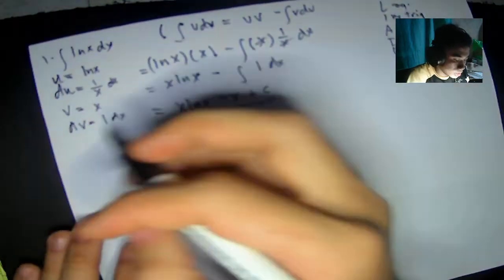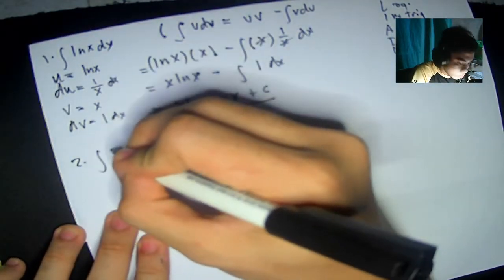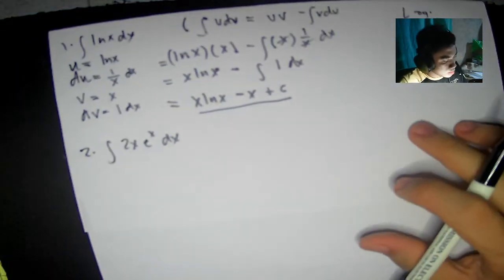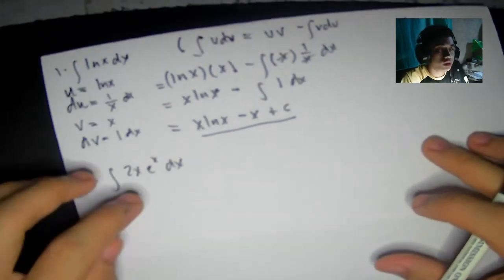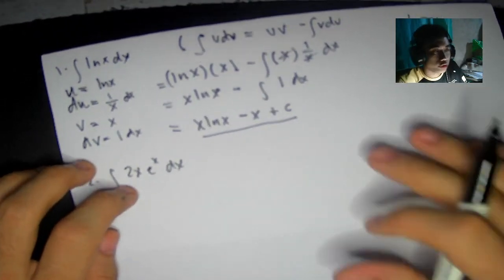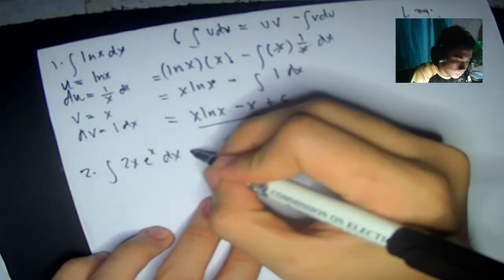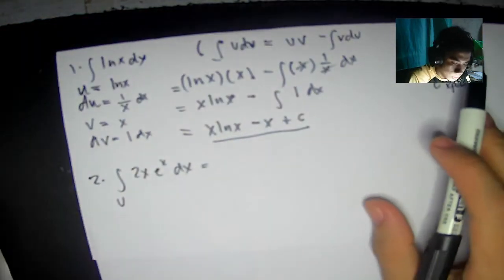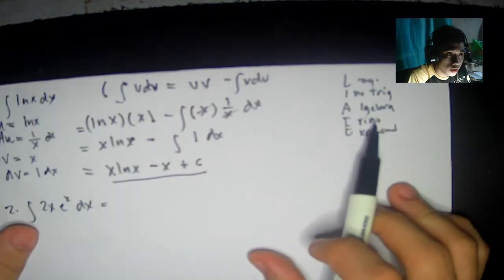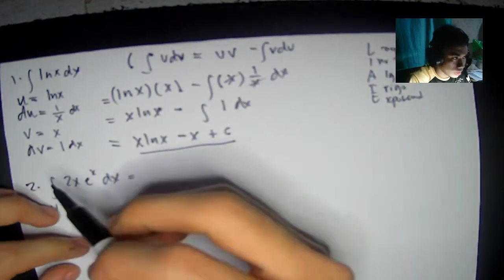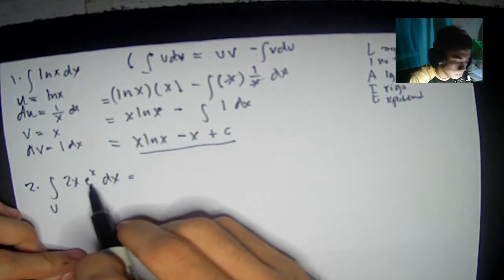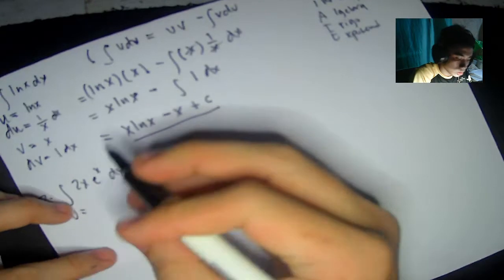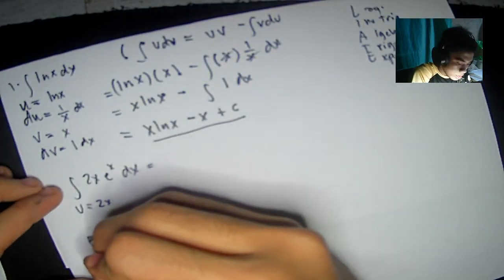Now that's our answer. Number 2. We have 2x ex dx. So in this, it's fairly simple, but it's just a review. I'll just be reviewing our last lessons. So your u, what is our priority? So first, logarithms, inverse trigo, algebra, trigo, and exponent. So what we have here is an algebra and an exponent. So our u, algebra comes first before exponent. So it's just 2x. And our v is equals to what?